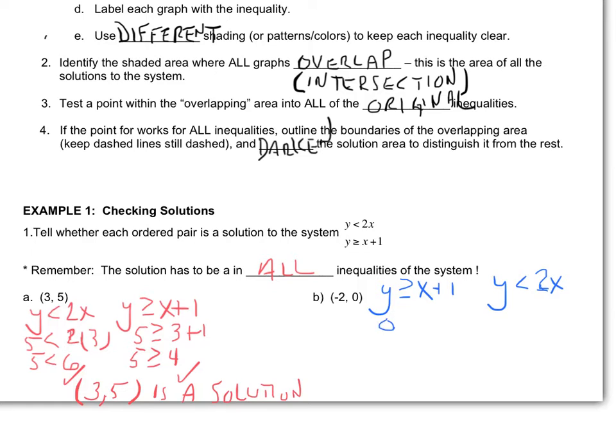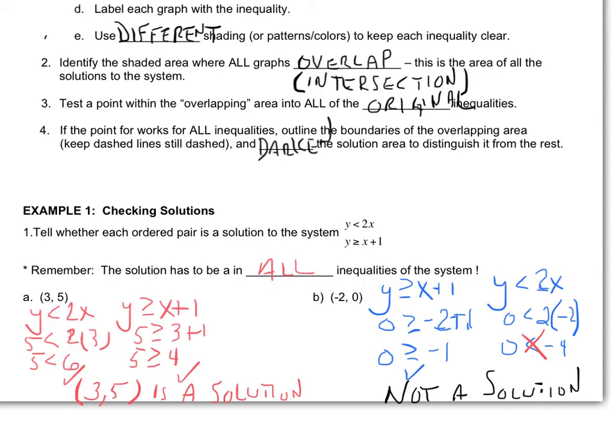So 0, okay, and when I finish this off, I get 0 is greater than or equal to negative 1. Well, that's true. Over here, though, I get 0 is greater than negative 4. Well, that is not true. And because it is not true for both of our inequalities, we would have to answer this not a solution.